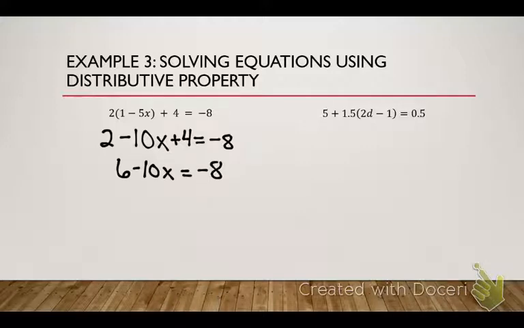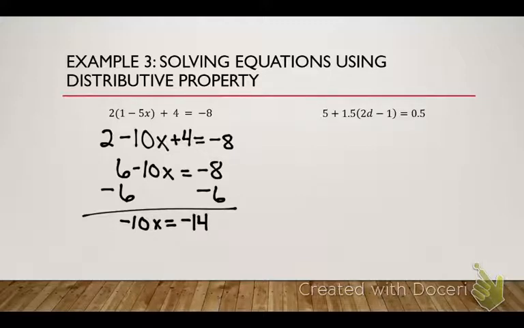What would I do next? Do I add 6 or subtract 6? I subtract because it's positive. Now I've got to be careful of one other thing. I've got negative 8 minus 6. What do I do here? I add and keep the sign. So negative 10x equals negative 14.